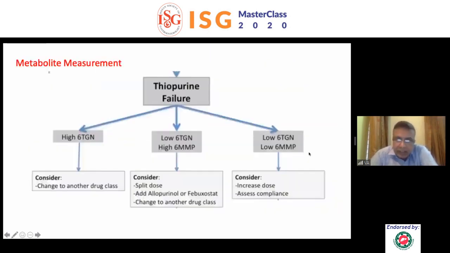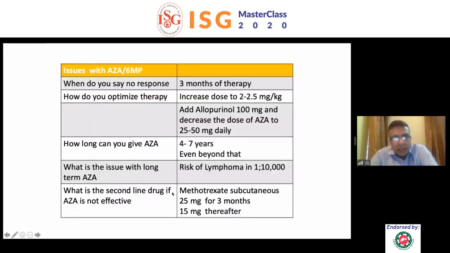So if 6-TG is low and 6-MMP is low, the patient probably is not taking the correct dose. You need to assess compliance. If the 6-TG is very high, that means despite enough drug reaching there, it is not acting. Change to another drug. If it is low 6-TG and high 6-MMP, then you know it is a shunter. That means you need to inhibit xanthine oxidase, which you do with allopurinol, and that might help in mild cases.